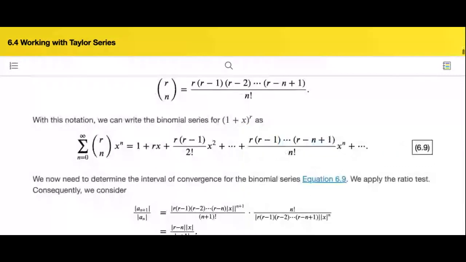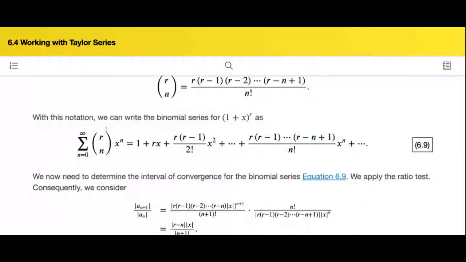So with this notation, we can write the binomial series for 1 plus x raised to r as this: the combination r choose n, times x raised to n. So the first term will be 1, the second term will be r times x, and the third term will be r times r minus 1 divided by 2 factorial, times x squared, and so on and so forth.